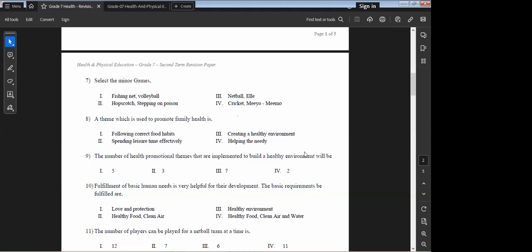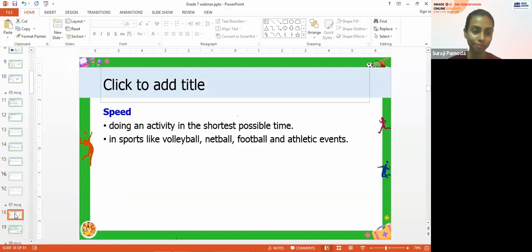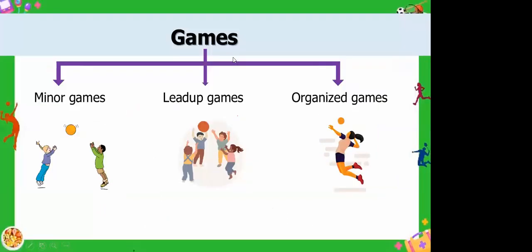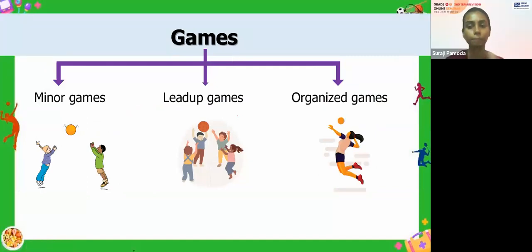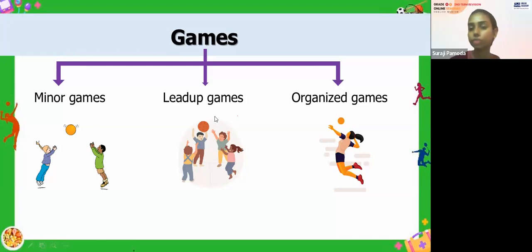Group games. So let's see if you can remember. This was the one in your 6th grade book. Can you remember now? Yes, games can be divided into 3, right? Minor games, lead-up games, and organized games.